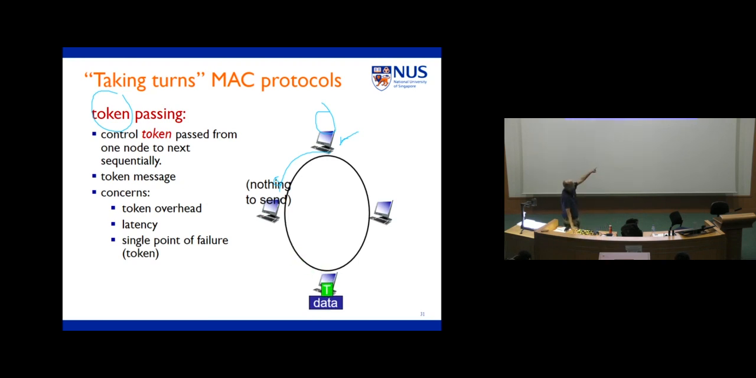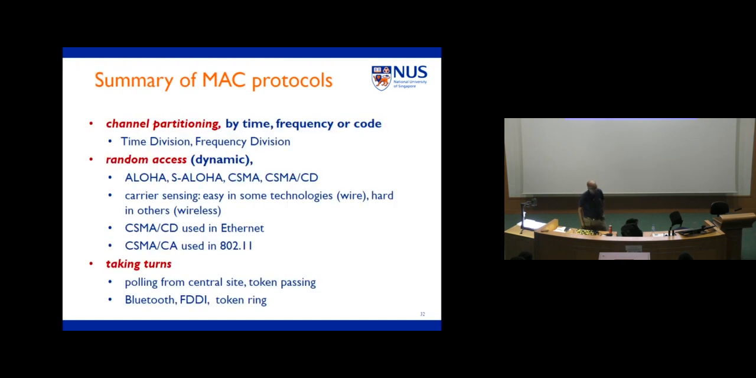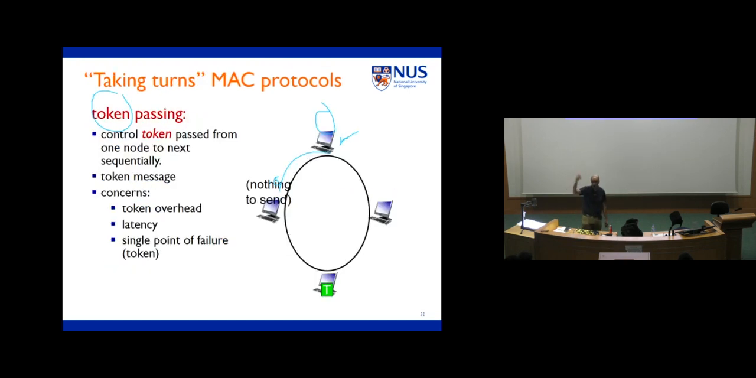And in my example, the node at the bottom has data to send. So now it will send the data, and the data goes in a circle, right? So you send, the data circles back to you, then you know everything is done. Now you can release the token and give it to the next guy. Right. This is yet another version.